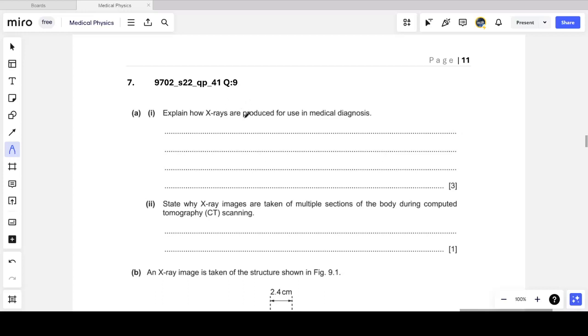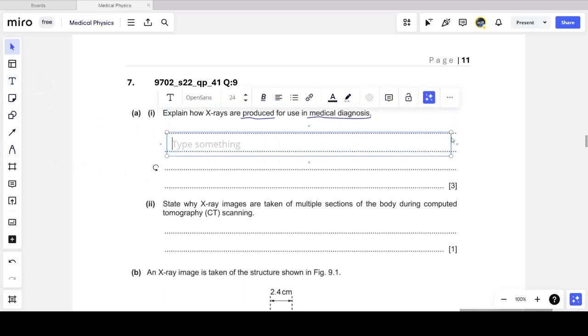So maybe a good thing to do with answering these questions is to just underline the key words here. Explain how X-rays are produced. So specifically produced, but specifically produced for use in medical diagnosis. That means how are they produced, as your textbook said they were produced. Okay, so X-rays specifically for medical diagnosis. We don't want to know how they are detected, we simply want to know how they are produced. So how do we produce an X-ray?